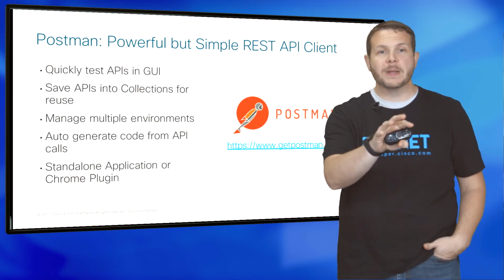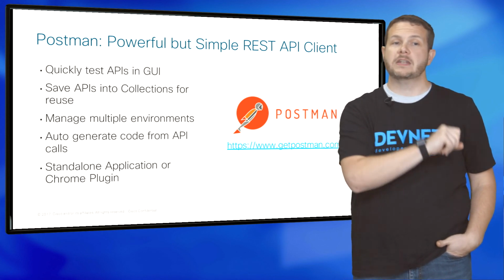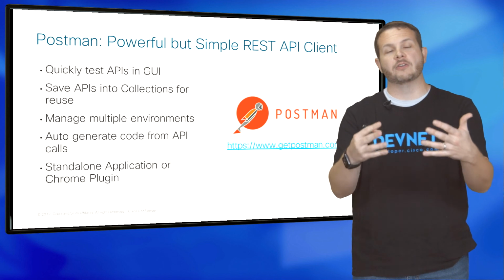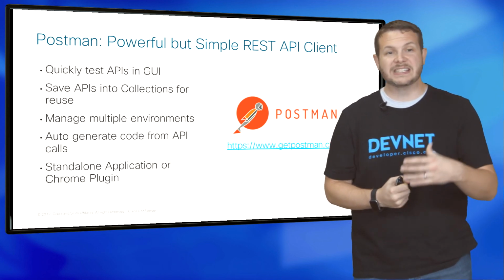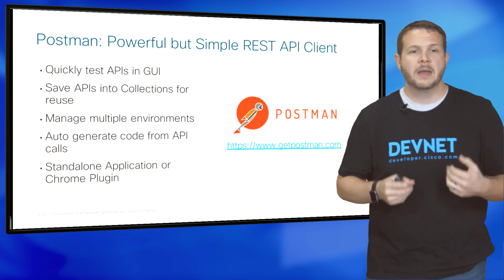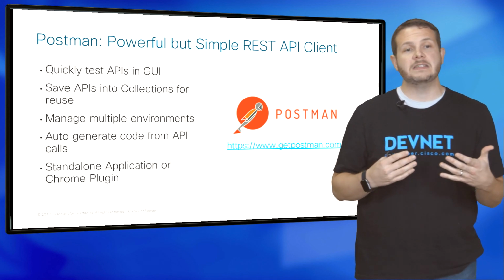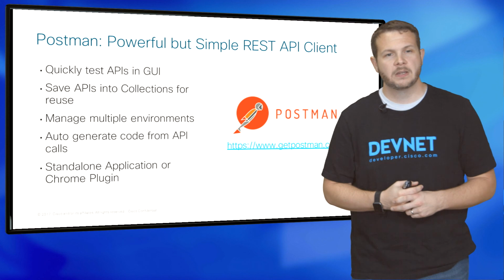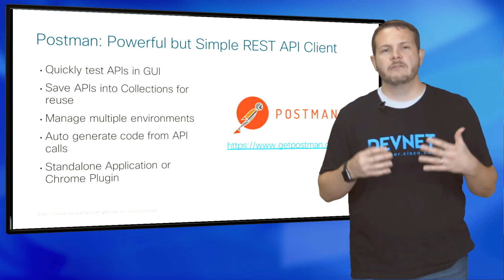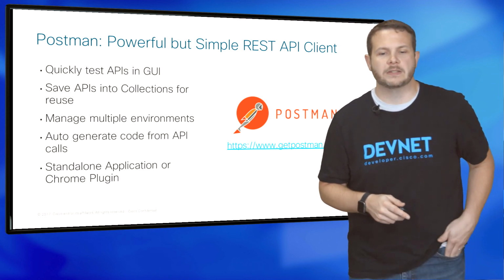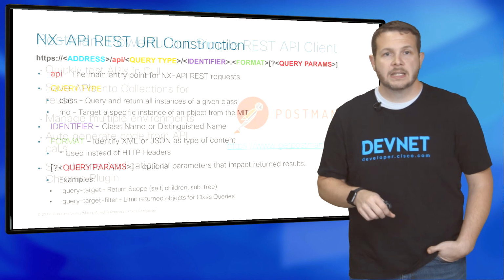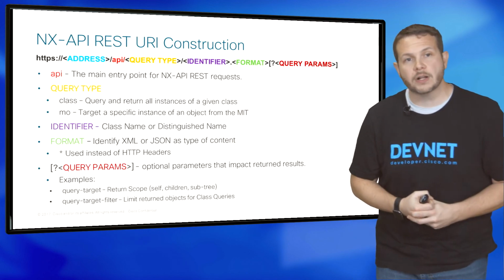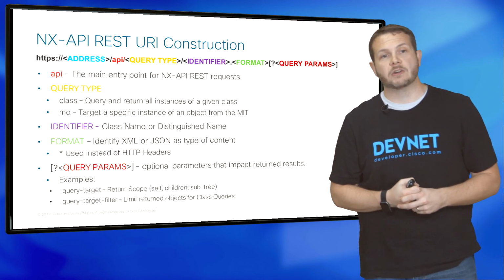As a reminder, Postman is that simple but powerful REST API client where you can quickly test APIs using a nice graphical user interface. You can save those APIs into collections, manage multiple environments to make it easy to replicate these API calls across different infrastructure platforms. It lets you auto-generate code, a very useful tool for working with REST APIs. Now, REST APIs are all about the URI, so here's a cheat sheet on how to construct a URI for an NX API REST call.